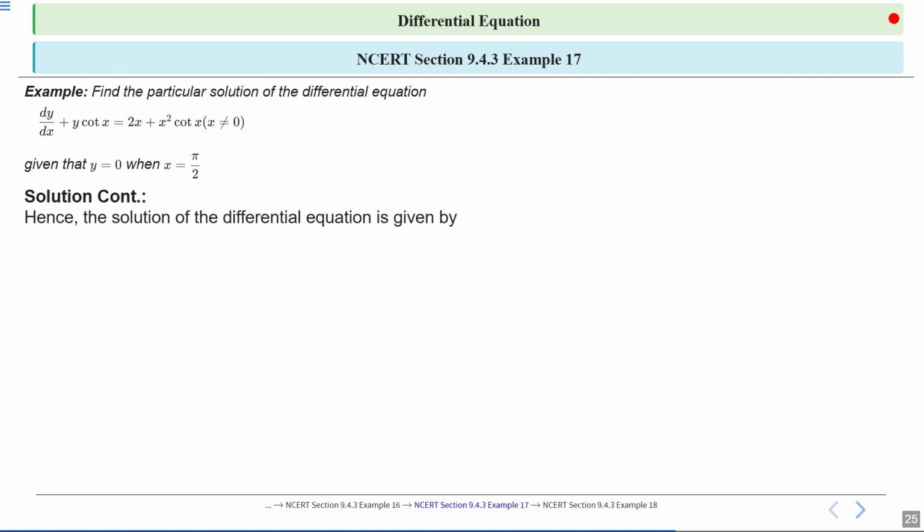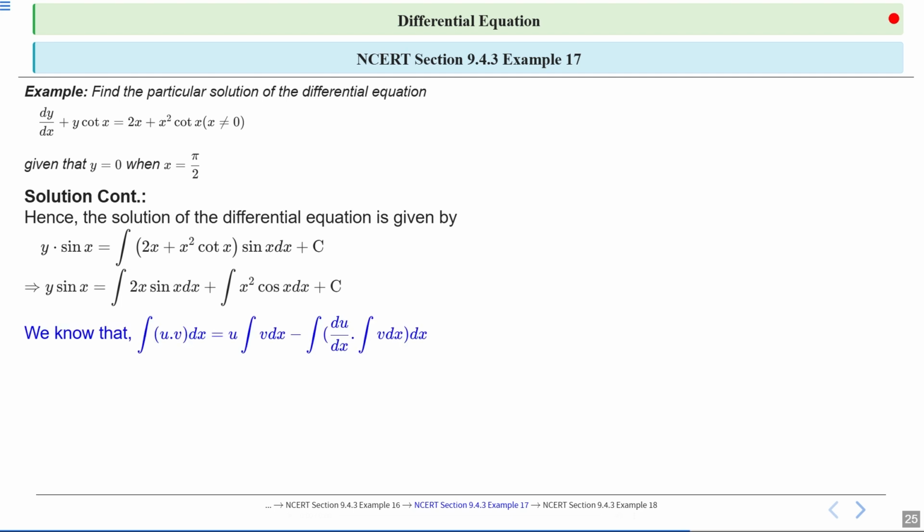Hence, the solution of the differential equation is given by y into sin x is equal to integration of 2x plus x square cot x into sin x dx plus c. We just apply the formula, that is y into integrating factor is equal to integration of q into integrating factor dx plus c. And here the value of q is 2x plus x square cot x. So now we just need to calculate this integral to find the general solution of the differential equation. So we write y sin x is equal to integration of 2x sin x dx plus integration of x square cos x dx. We just separate the integral into two terms.